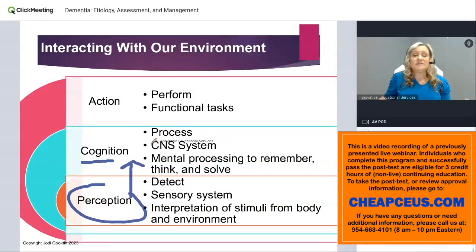Then we have our cognitive processing, and in order to actually perform different actions, we are going to utilize that perception and cognition to perform those functional tasks. That fundamental basis of cognition is necessary in order to execute functional tasks, which is why, unfortunately, we see individuals as they progress along that continuum of dementia, that their ability to perform ADLs, to participate in mobility, becomes compromised.